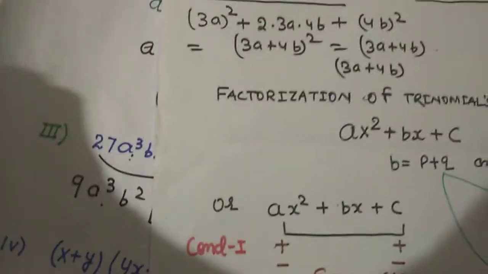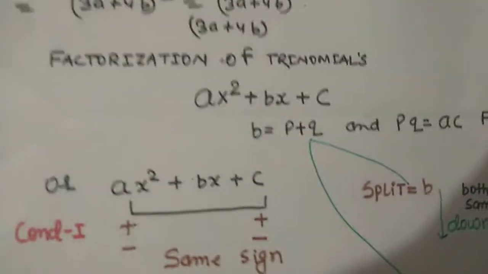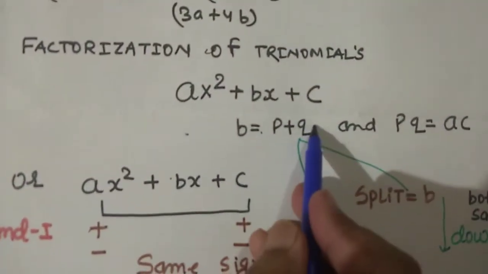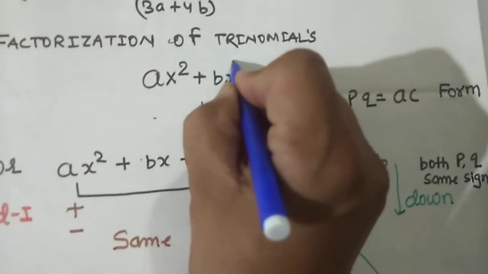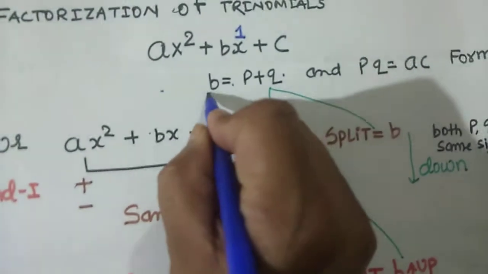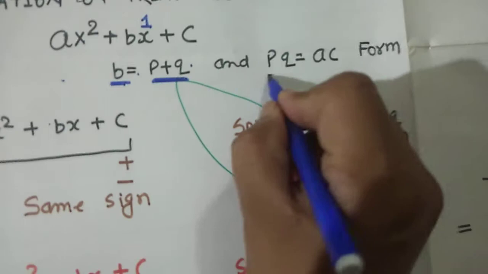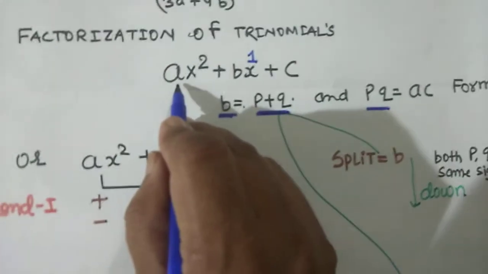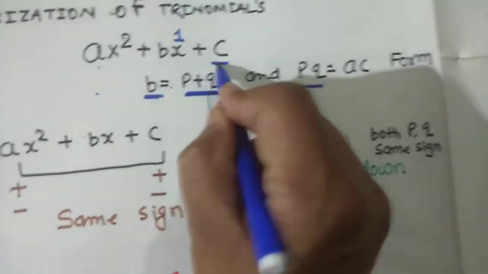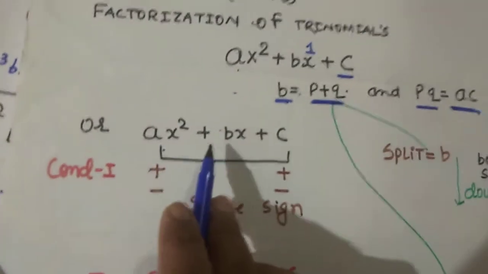Check here. If the terms are given as ax square plus bx plus c, first of all the degree 1 coefficient b is split into P plus Q, and PQ is equal to the product of the coefficient of x square and the constant term. Okay, fine, this will be given. But what is my trick here? I have one trick for ax square plus bx plus c.